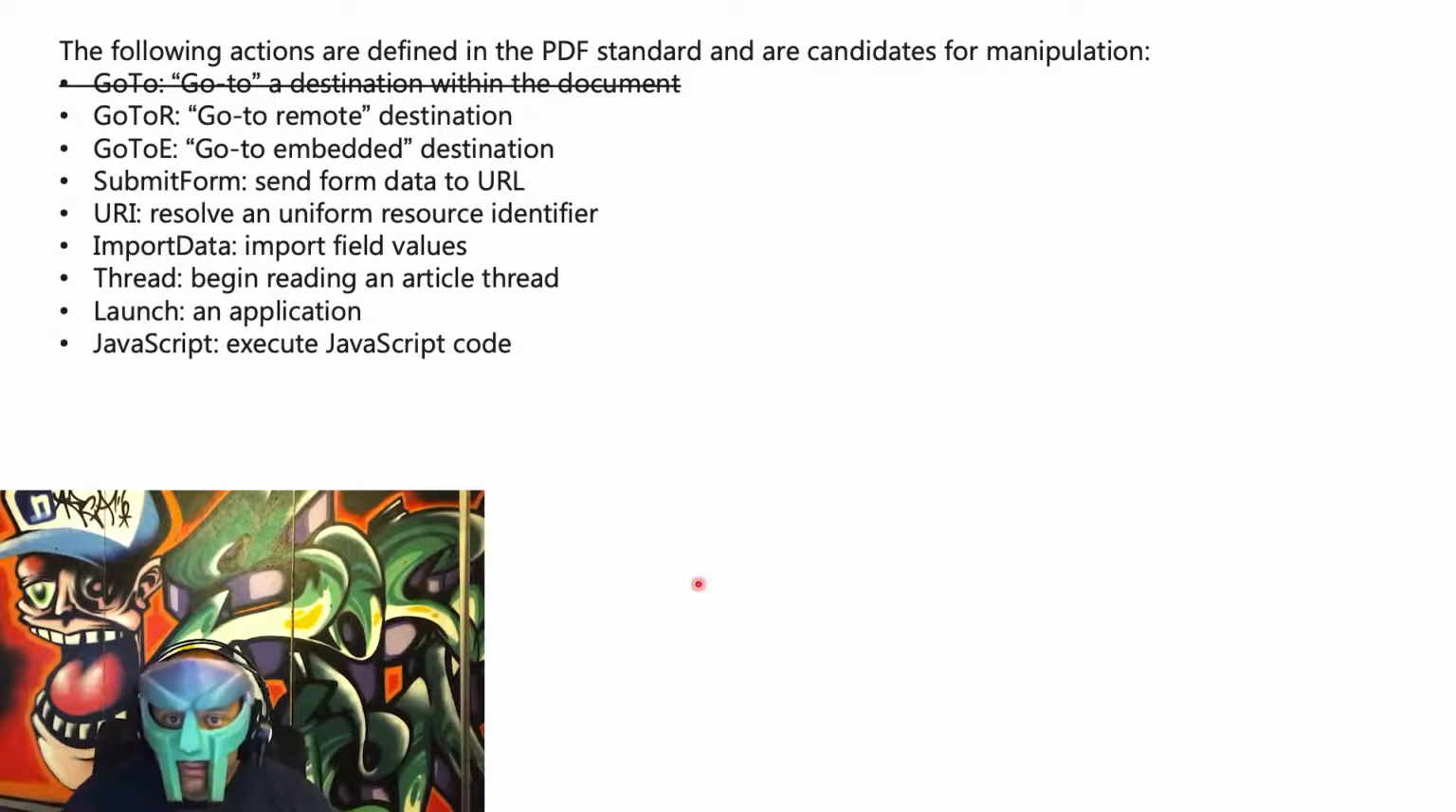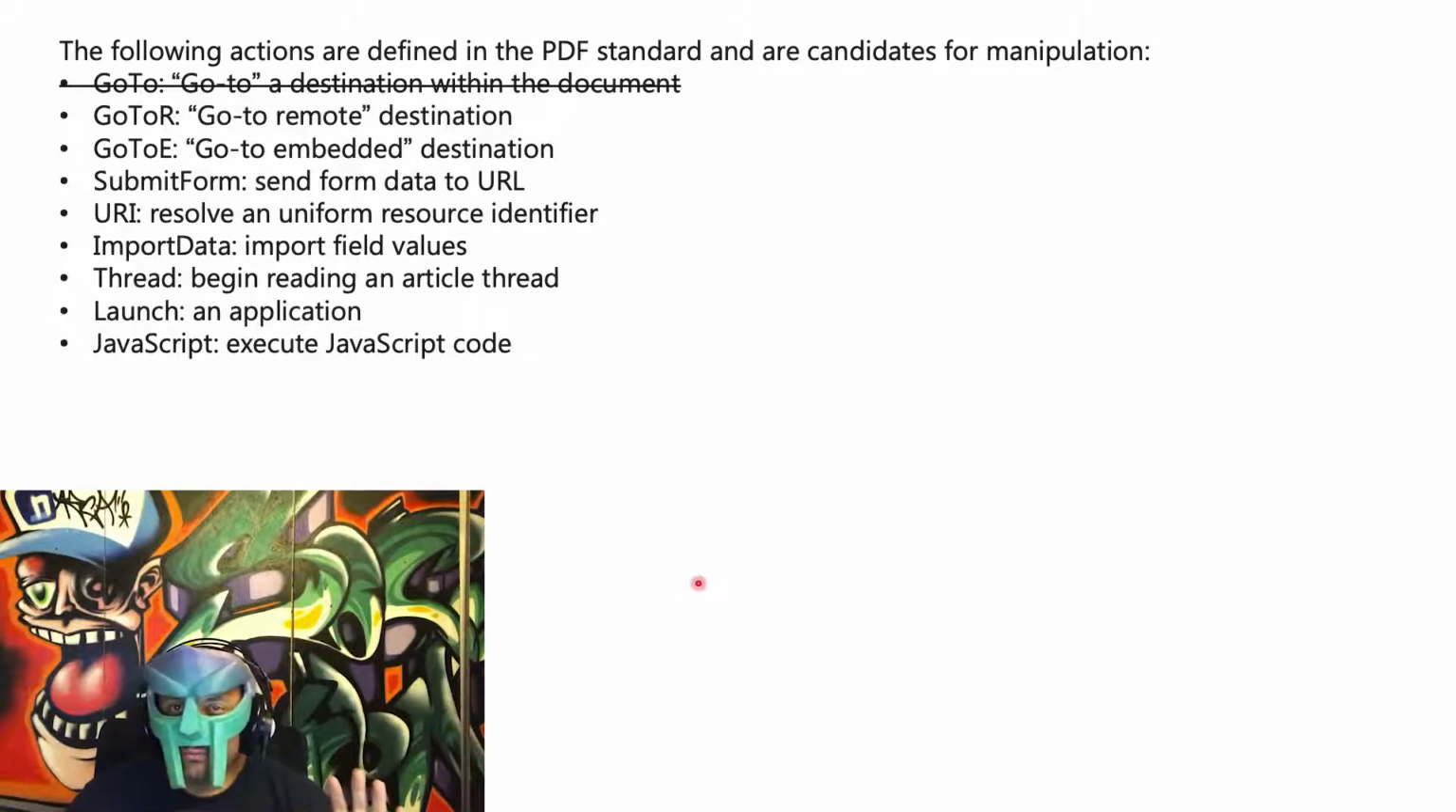Importing data, importing into the field values, and then if you have malicious field form validation, that could be an exploit. You have the thread, begin reading an article thread. You have launch, for launching an application. As I mentioned, files that could be embedded and called, they might block exe and VBS files, but you could open a Microsoft document or a QuickTime file, and in turn, you'd be opening up an application to open that file. So you'd be opening up QuickTime to open up a QuickTime file, or Microsoft Word to then, in turn, open up this malicious Microsoft Word file, so on and so forth. And then you have just plain JavaScript to execute the code.